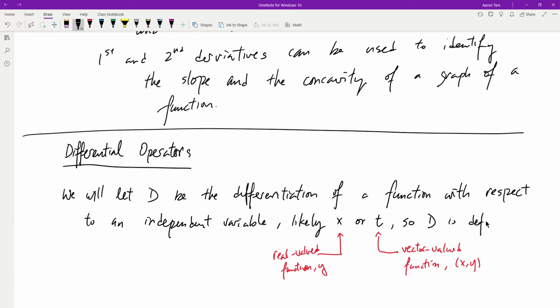And so what does this differential operator do? Basically this, so that D is defined to be the following.